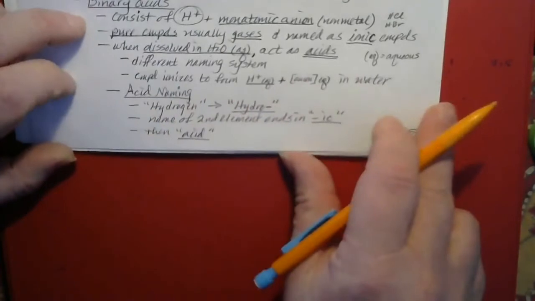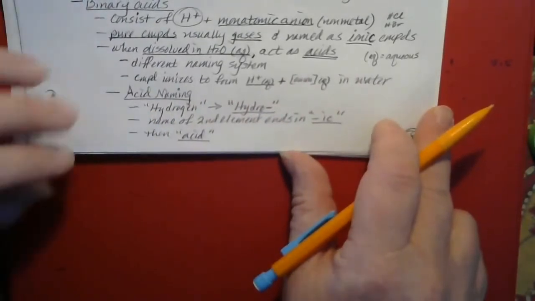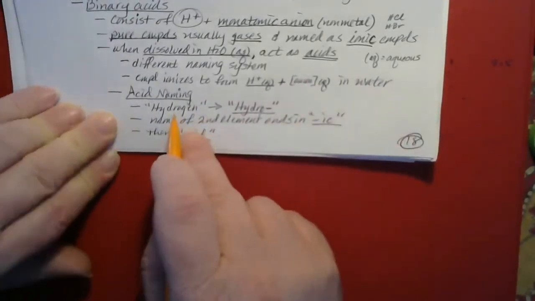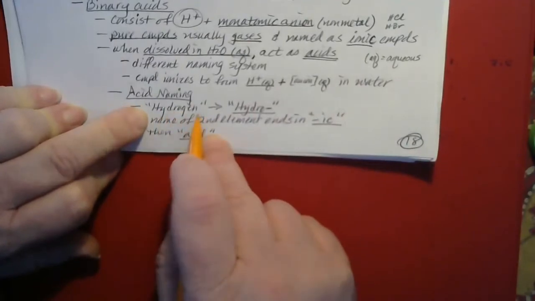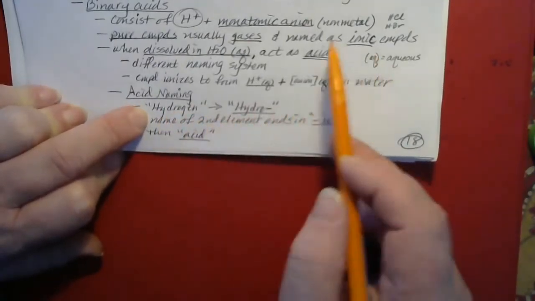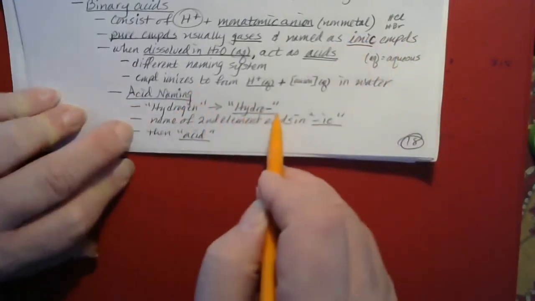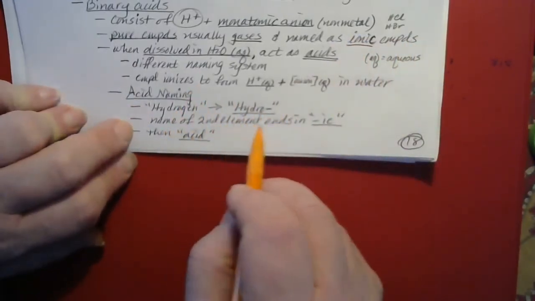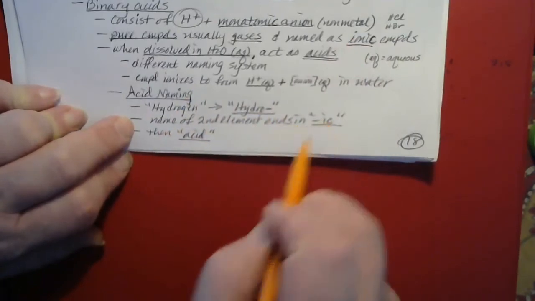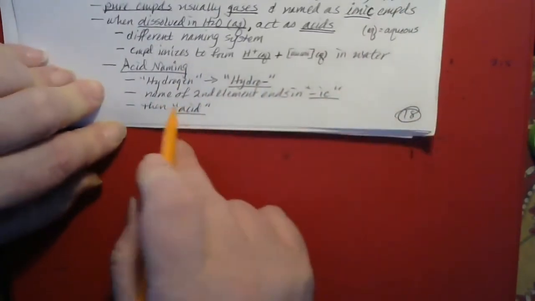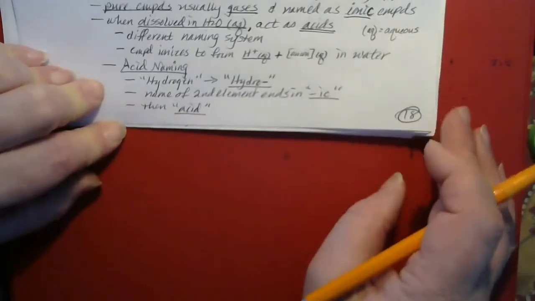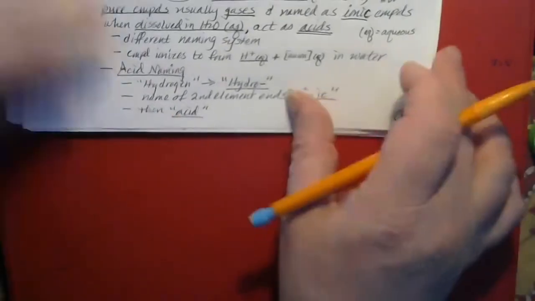And so the acid naming for binary acids, that is when these compounds are dissolved in water, works like this: the hydrogen part of the name that you would normally use for an ionic compound becomes hydro, the name of the second element ends in ic, and then you add the word acid. Some examples follow.